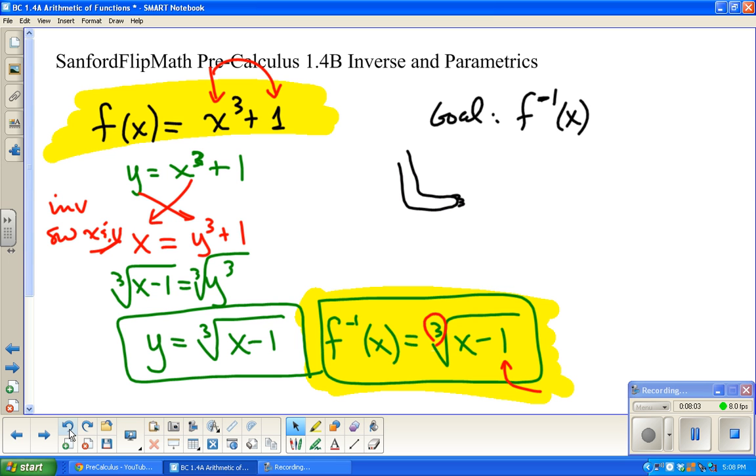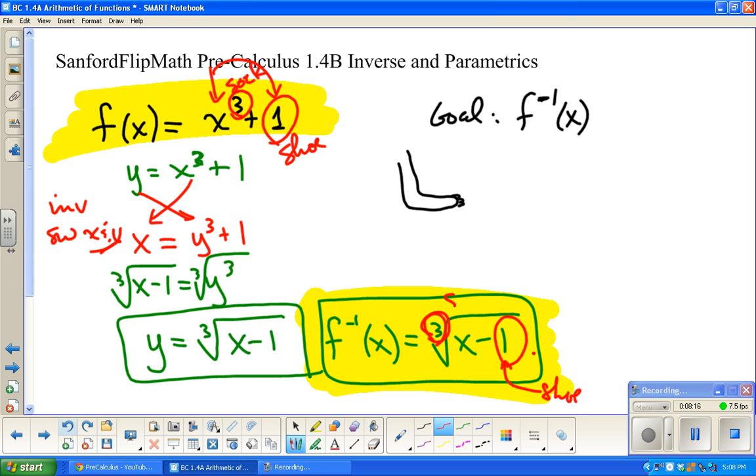Well, this plus 1 is the shoe. This cubed was the sock. So undo the shoe first, then undo the sock. I know that was kind of an Algebra 1 little analogy there, but it works.